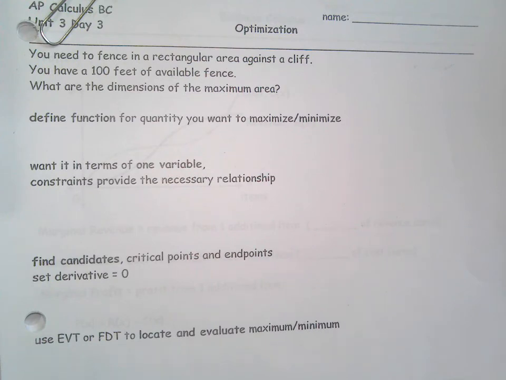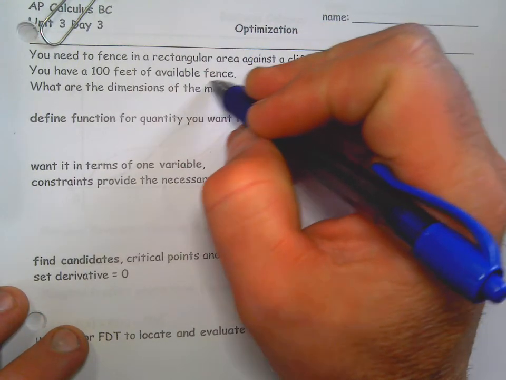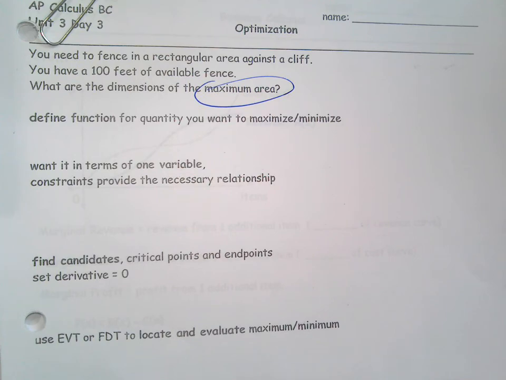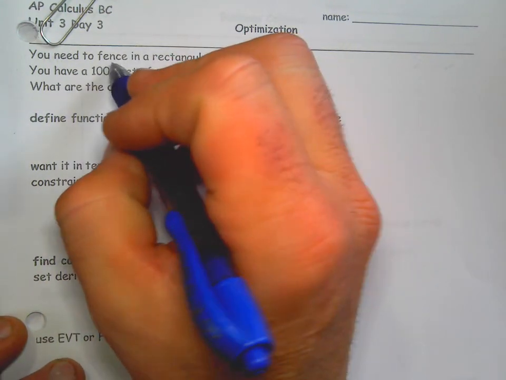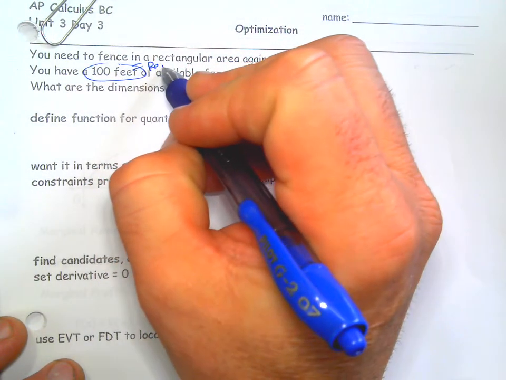So you need a fence. You need to fence a rectangular area against a cliff, so there might be some natural boundaries on some of these problems. You have 100 feet of fence available. Probably going to use it all if we want to maximize the area. So trying to maximize the area, and we have 100 feet of fence. That's going to be the perimeter.